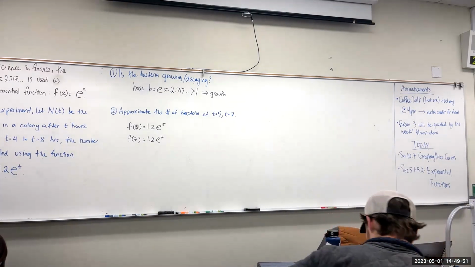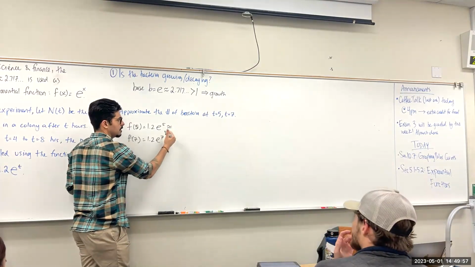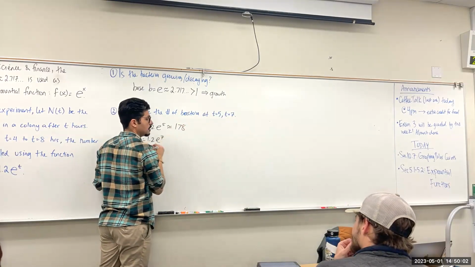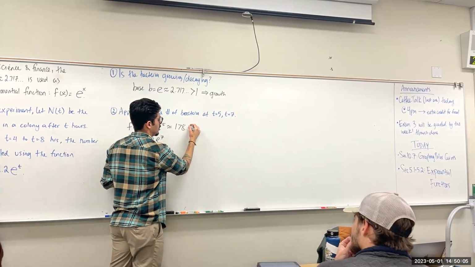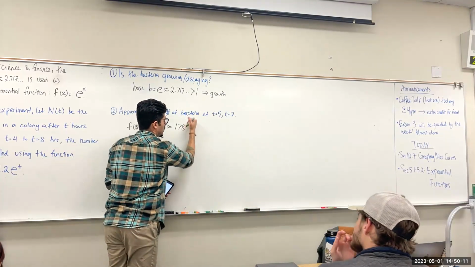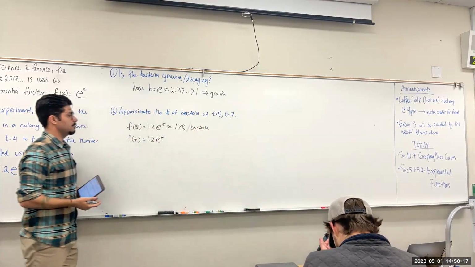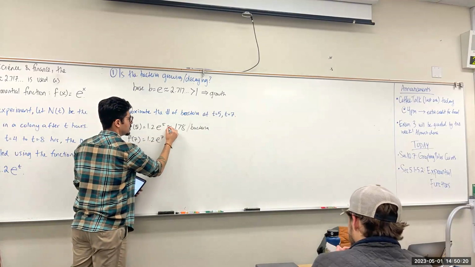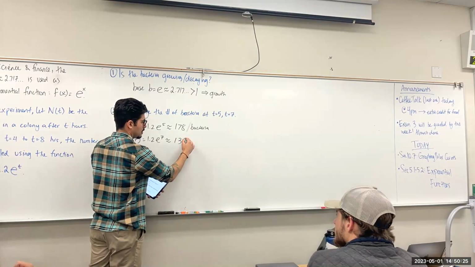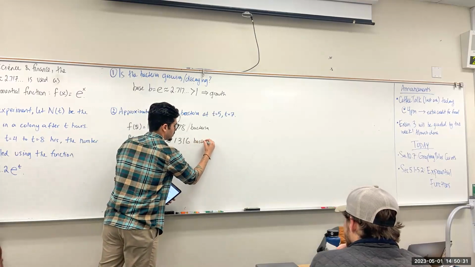Okay, all right. So what did we get at T equals 5 hours? Approximately how much bacteria do we have? 178. Okay, let's just round it to the whole number. We'll say 178 bacteria. We're counting the bacteria. And then for 7 hours, after 7 hours, you should have gotten something like 1,316. Okay, remember.